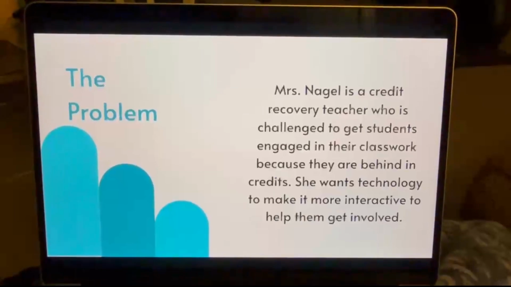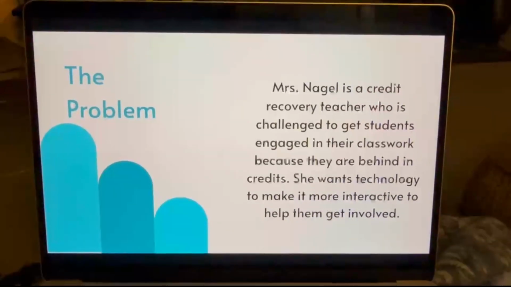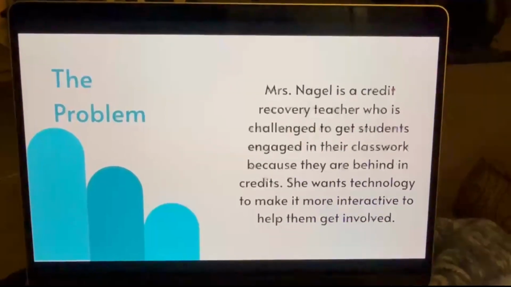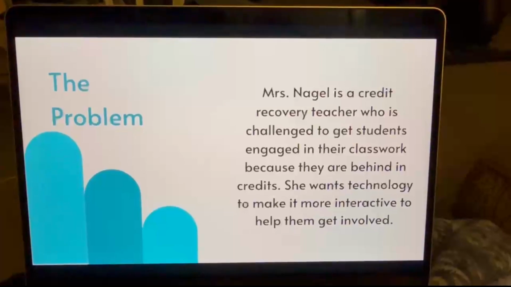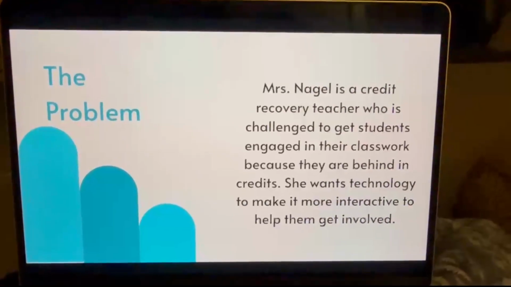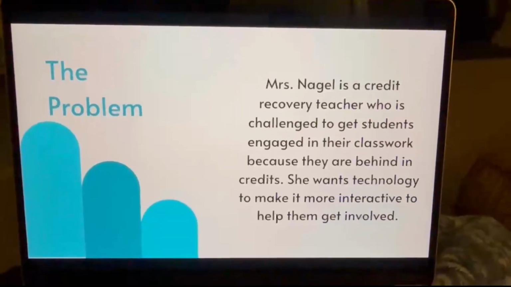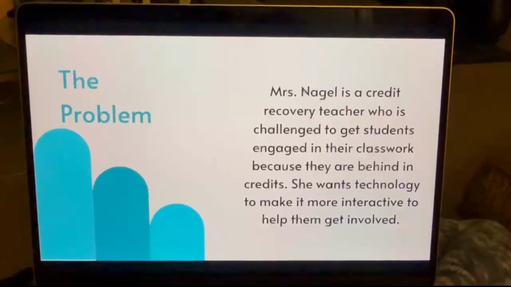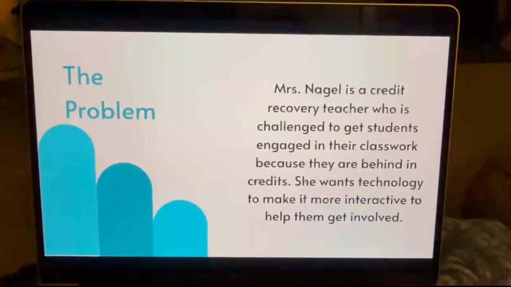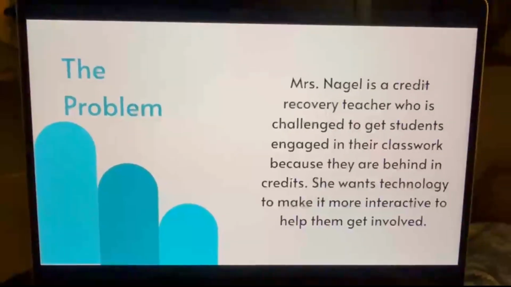Now, credit recovery, if you don't know, is when they fail a class. It starts from 8th grade up, those are credits that you need in high school. So if they fail that, they cannot graduate. So her class is very crucial. Those kids who failed a class go to her class, and she helps get them that credit that they need to graduate.